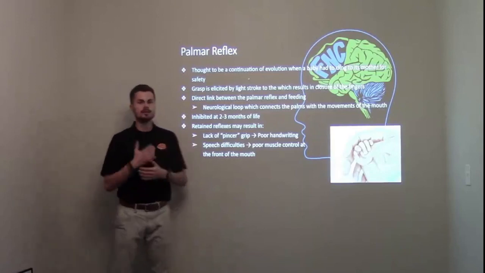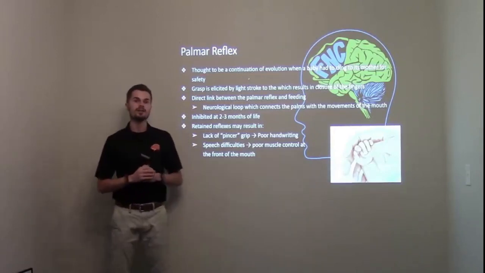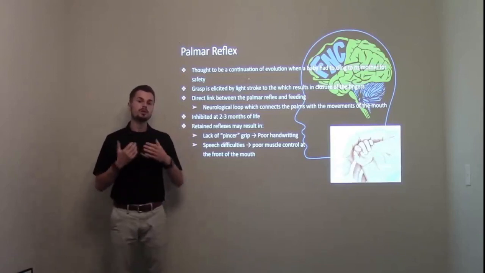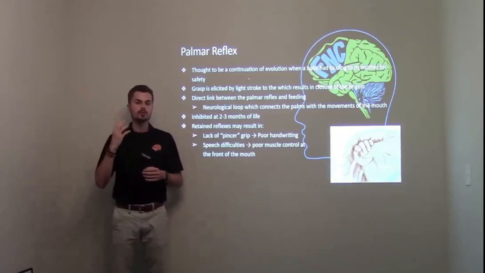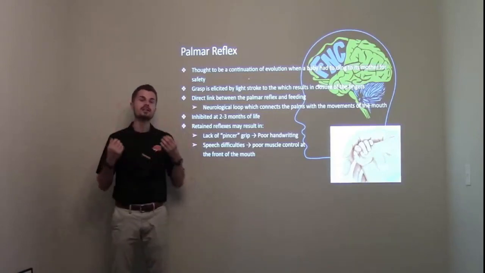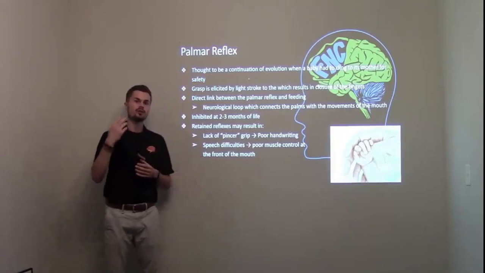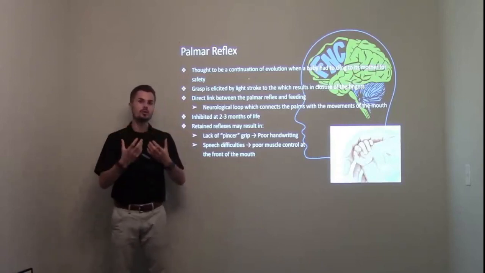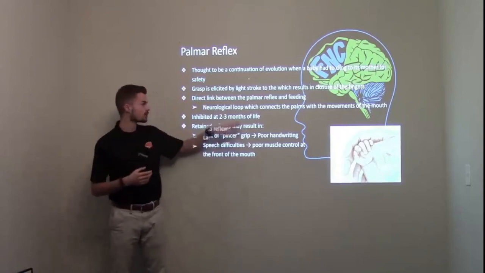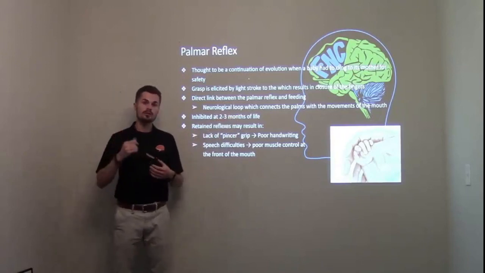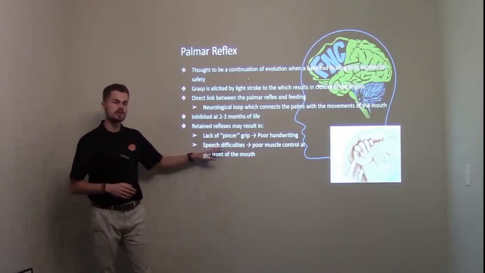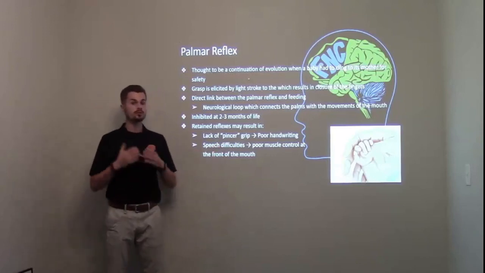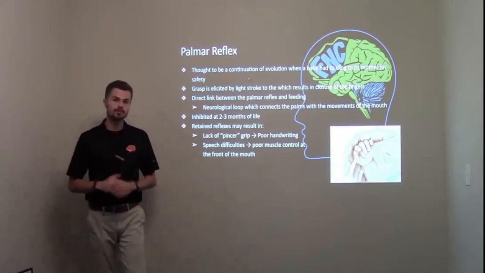If your child goes through speech therapy and things along those lines, it might be great for them, but what if they just have an immature frontal lobe system, an immature cortical system, that's not inhibiting that palmar reflex, and therefore they're not getting that neuronal development and that neurological loop which connects the movements of the hand and the mouth together, and therefore they have speech difficulties. Seeing a functional neurologist might be a really good idea in that case.